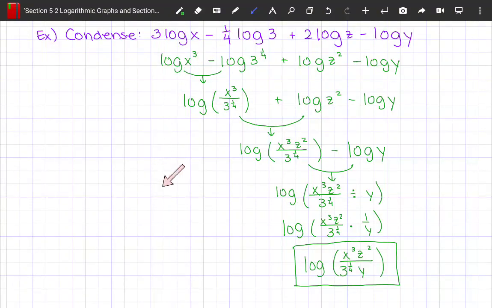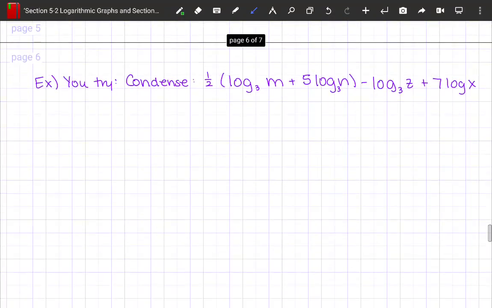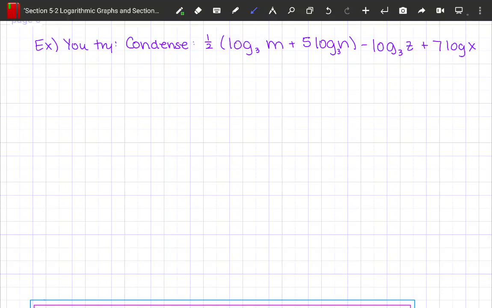So you can go right from here down to here, and you don't have to do all of this. But if you draw a blank, you can always do it the long way. Okay, so there's that problem. Now here's one for you to try. You guys give this one a go.